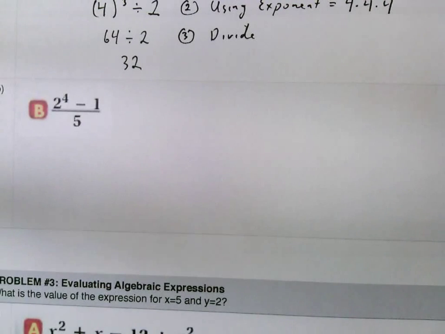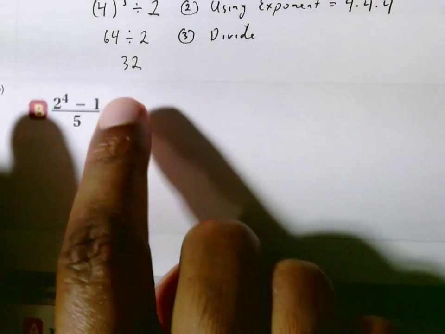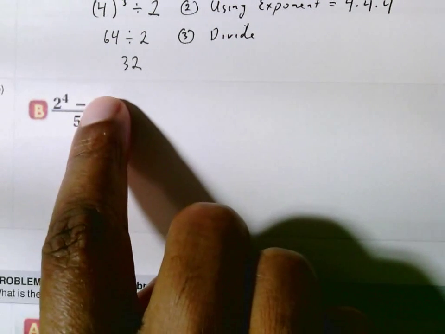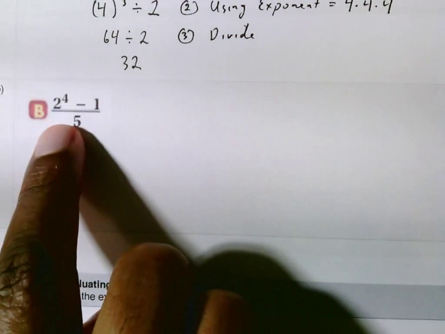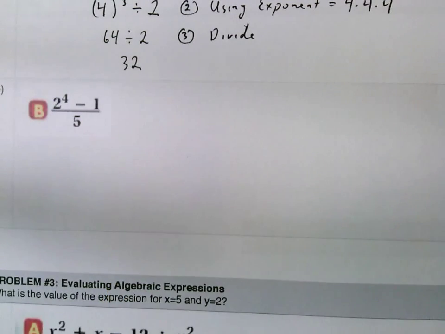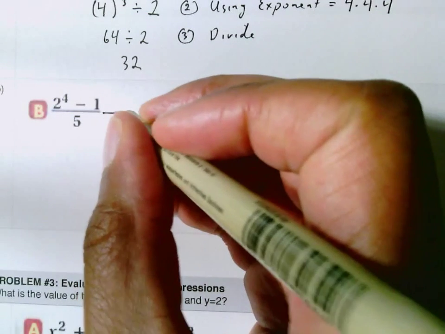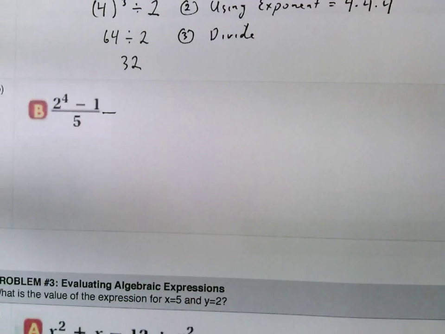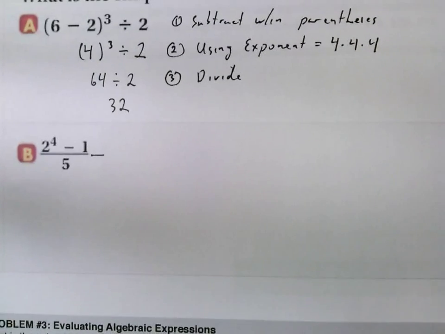So now, if you're looking at it, be careful now. This is a fraction. So the way we're going to simplify our fractions, we're going to simplify the numerator first, so that's the top part, and then we're going to simplify the denominator second. And then we're going to finally combine the two by dividing. Okay? So let's try to look at the numerator first.